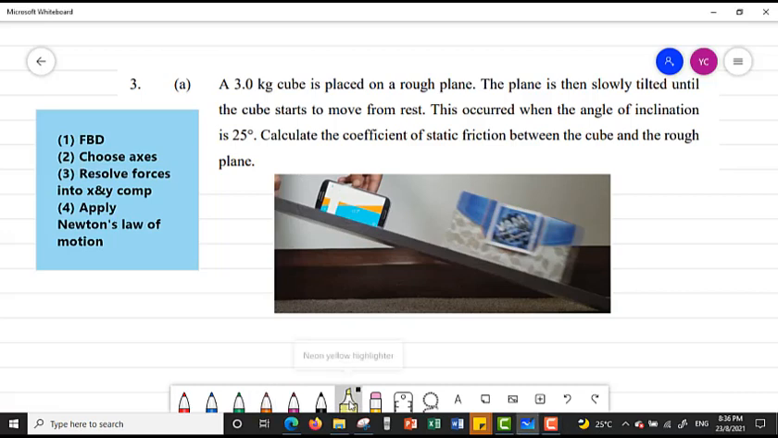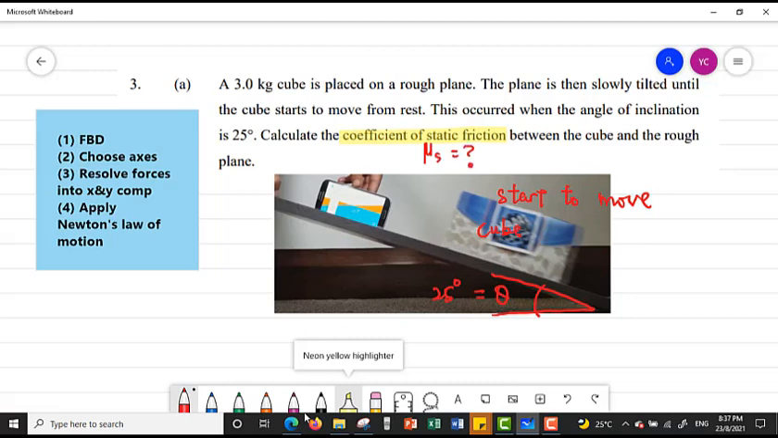So the question asks us to find the coefficient of static friction that exists between the cube and the rough plane surface. For this question, we find out that the cube starts to move when the angle of inclination is 25 degrees. Okay, so we want to find the coefficient of static friction.